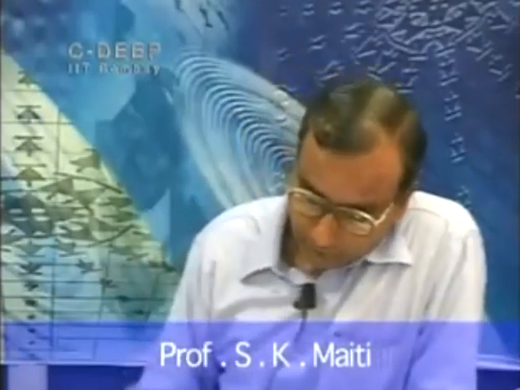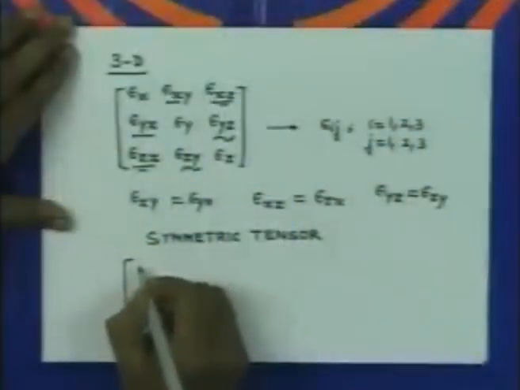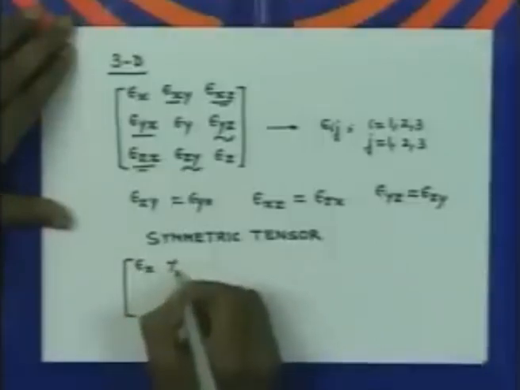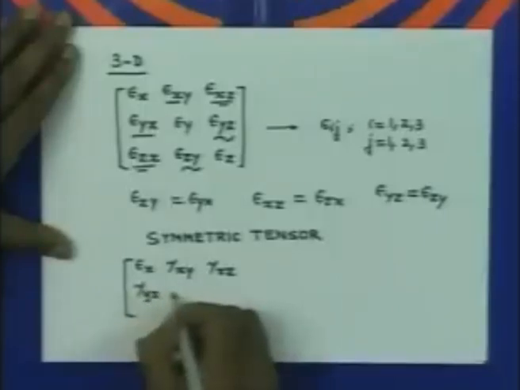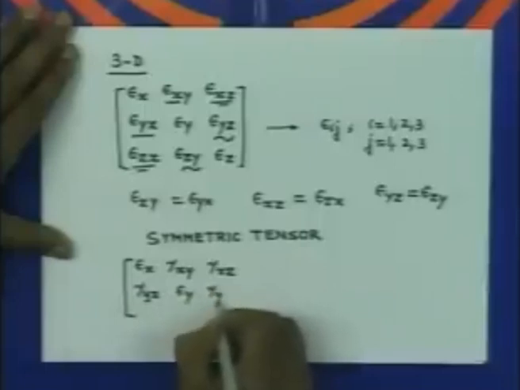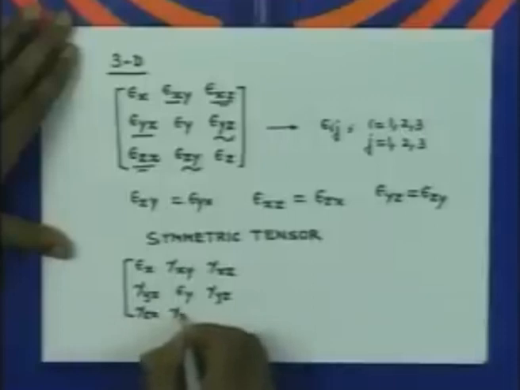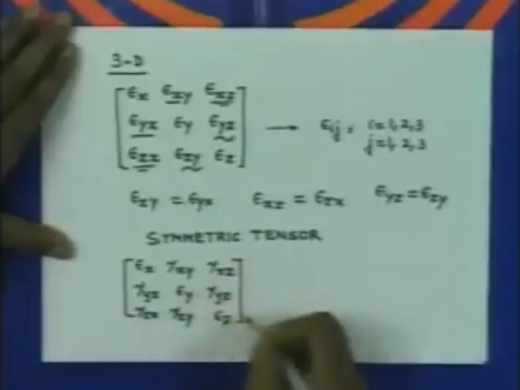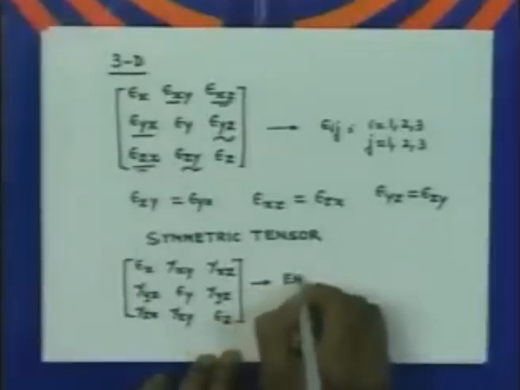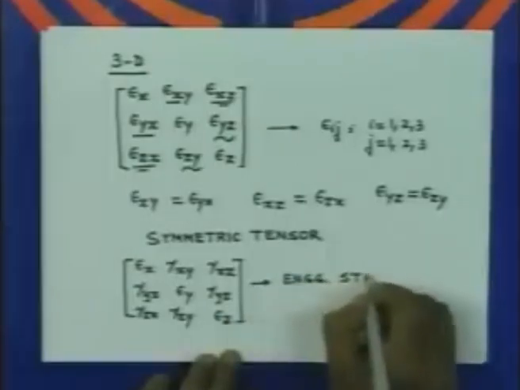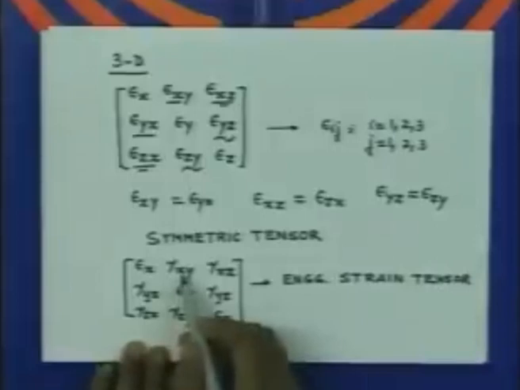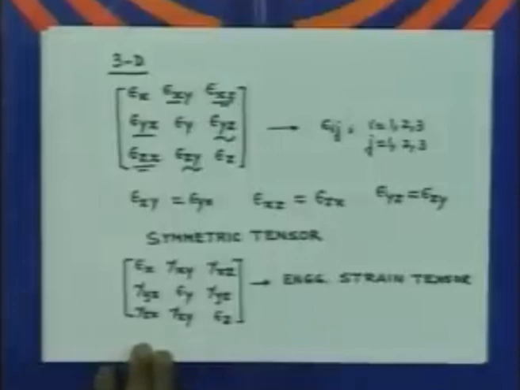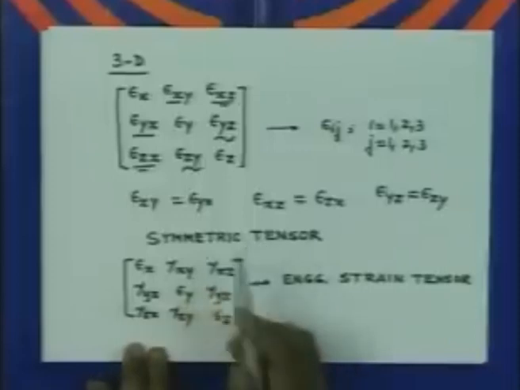Now we have the engineering strain tensor, which is like this. In the case of 3 dimensions, it will be epsilon x, gamma xy, gamma xz, then gamma yx, epsilon y, gamma yz, and gamma zx, gamma zy, epsilon z. So this is the engineering strain tensor. Herein the difference is that the shear strains are double the tensor shear strains, and this is also symmetric.